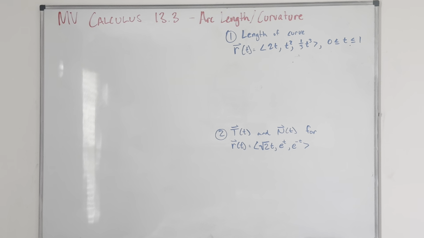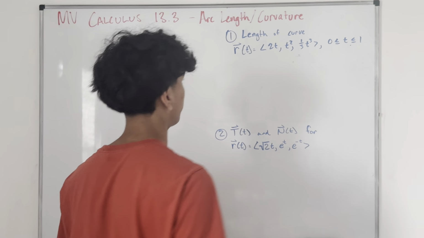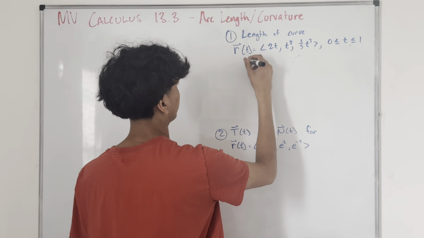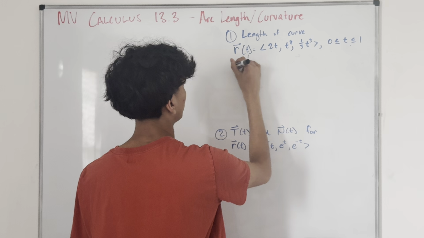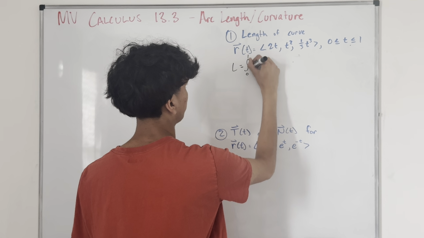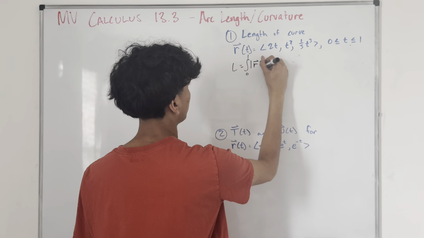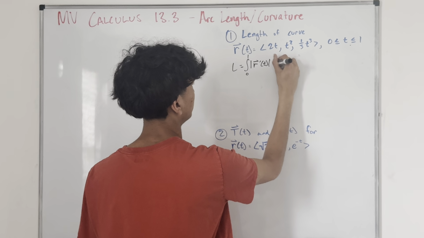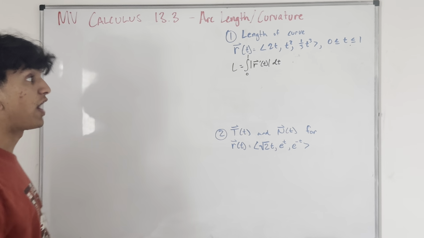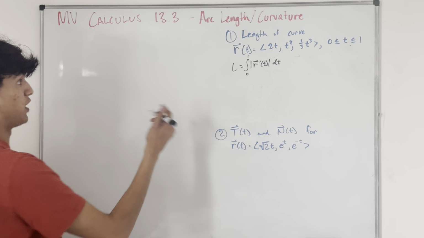For the length of a curve, we want to find the length of this curve from 0 to 1. We know the arc length is the integral from 0 to 1 of the magnitude of r prime of t dt. So let's find r prime of t.